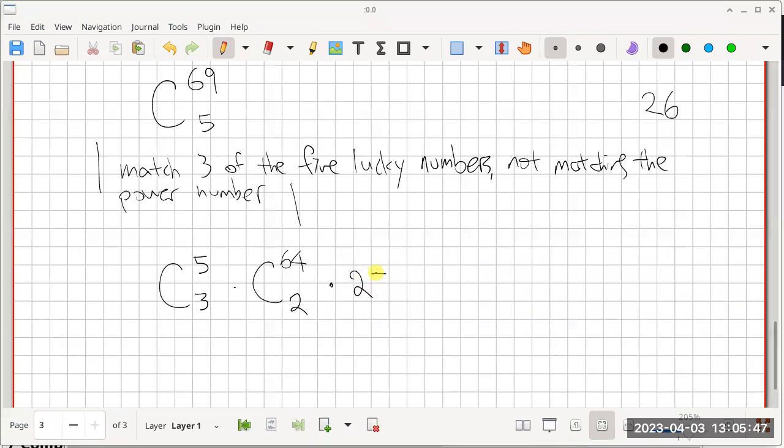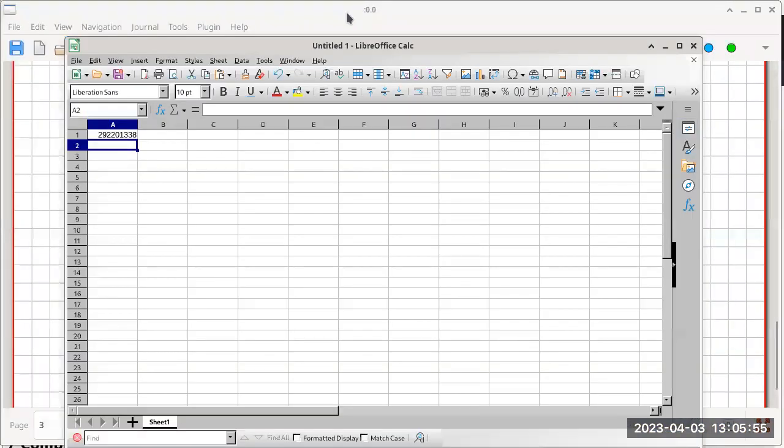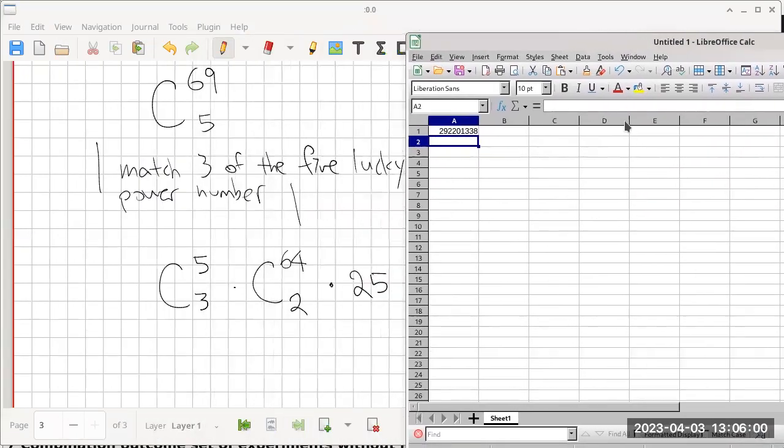So we have to multiply this by 25. So this would win a certain prize. The first thing we want to do here is a little quick calculation, and then we go to the lotto website to double check and see if our number is correct.